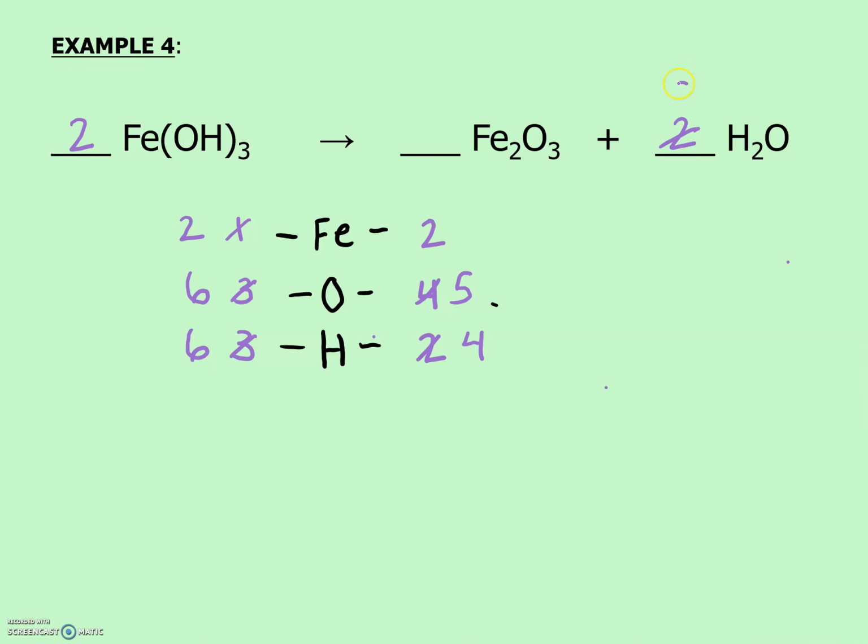So if we make this a 3, that means that we're going to have 3 times 2, so 6 hydrogen. Okay, that's good. And then we have 3 oxygen over here, plus our 3 oxygen here, which gives us 6 atoms of oxygen, which is exactly what we want. So we can fill in the 1 here, and everything is balanced.